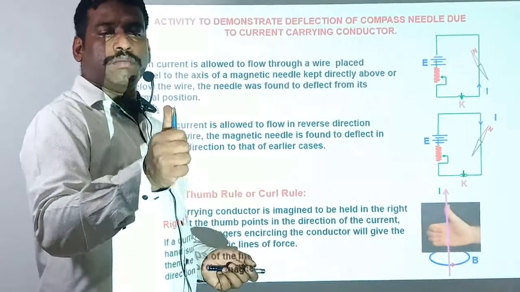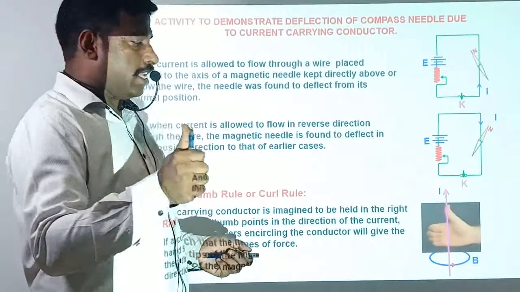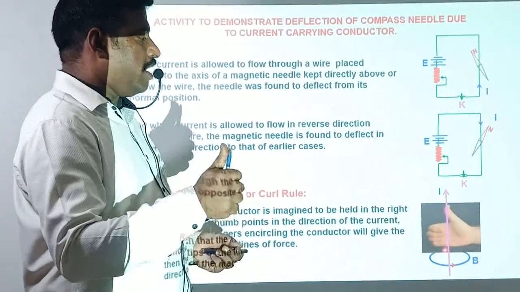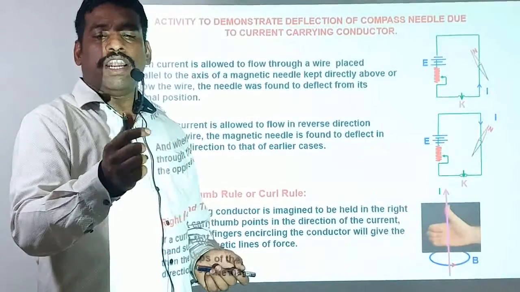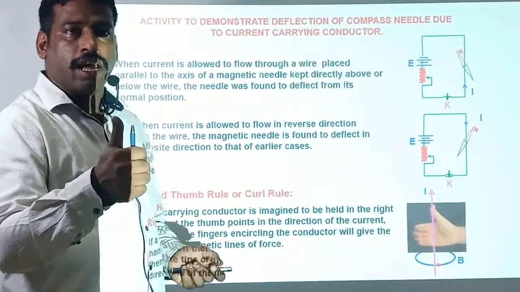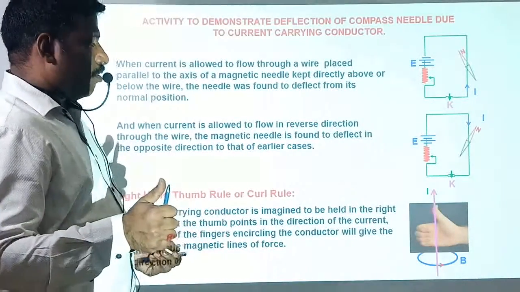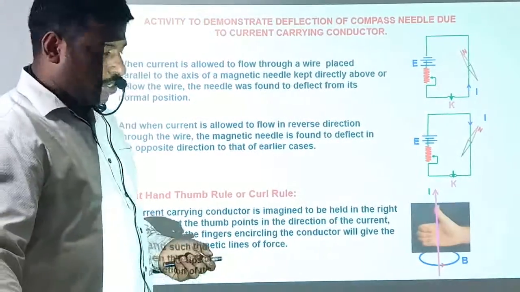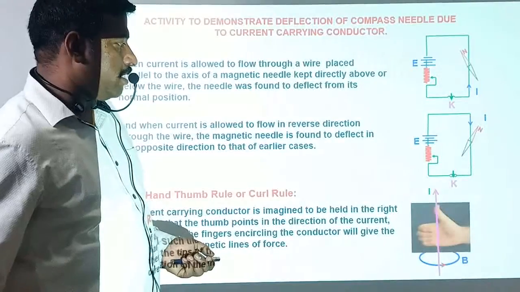So the thumb shows the direction of current, whereas the remaining closed fingers show the direction of the circles. So the magnetic field is around the current carrying conductor in a circular form. We can also learn this with the help of Maxwell's corkscrew rule as well as Ampere's swimming rule.